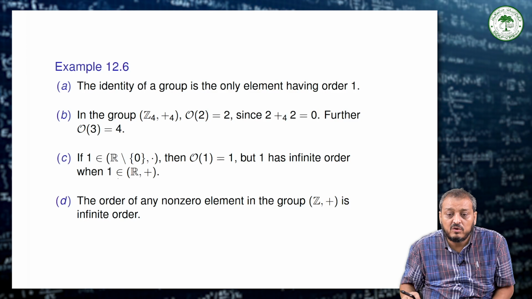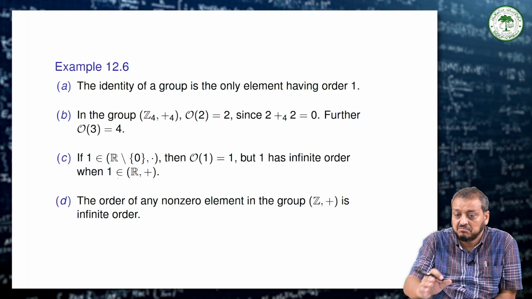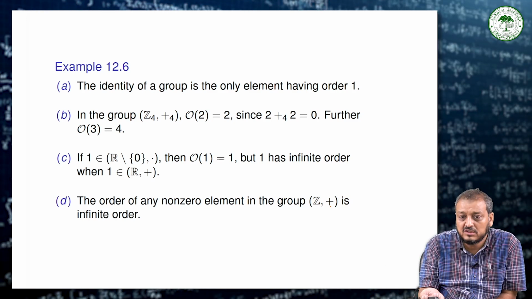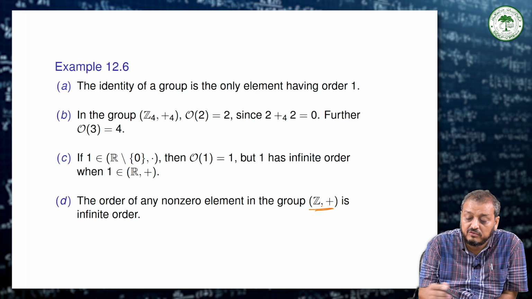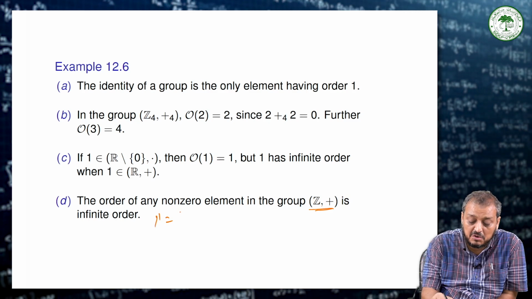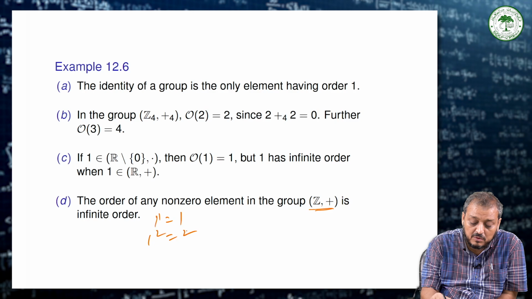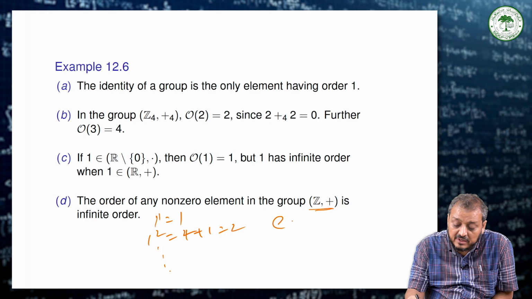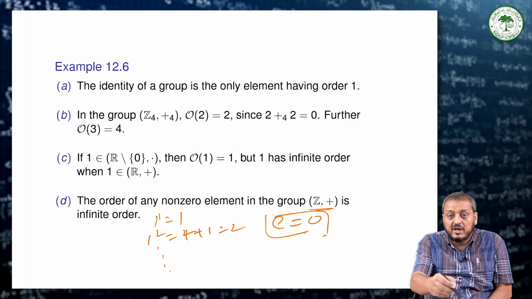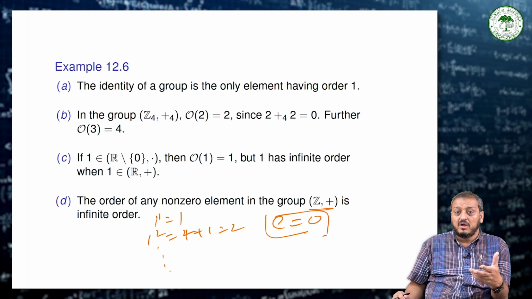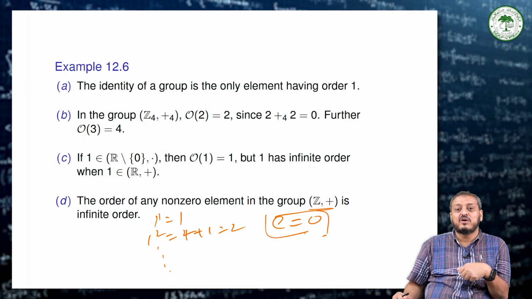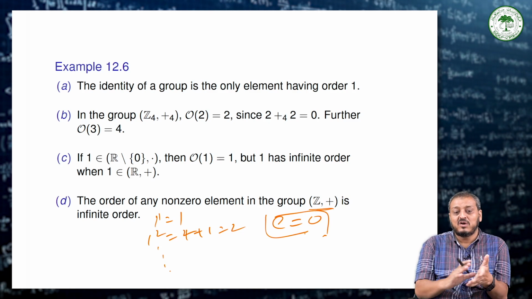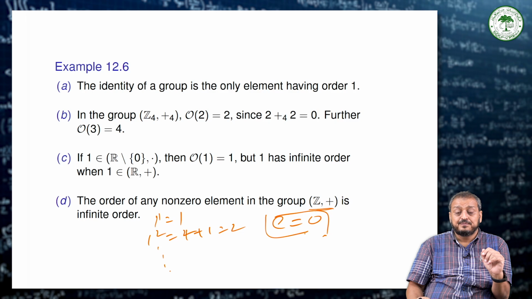Now, the order of any non-zero element in Z under addition is infinite. If we take 1, here also order of 1 is equal to infinite. 1 to the power 1 is equal to 1, 1 to the power 2 is equal to 2 because 1 plus 1 is equal to 2, and so on. Because the identity element in this case is 0, we cannot get the identity. So, order of 1 is infinite, order of 2 is infinite, order of 3 is infinite, the only finite order is for 0, the identity element, which has order 1 in this case.